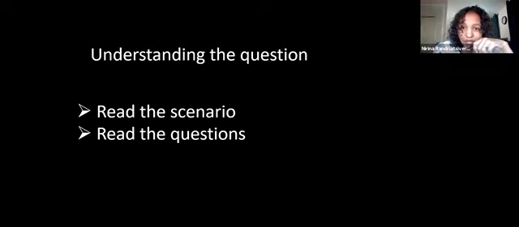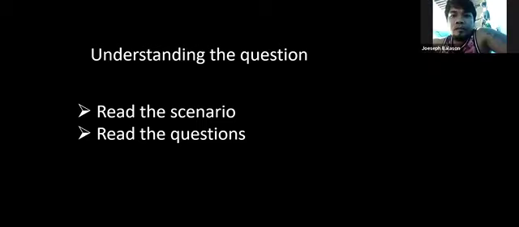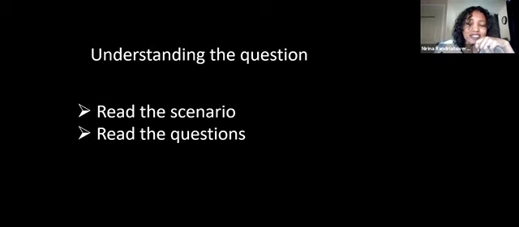Take your time. You have 24 hours to work on it and submit your answer. So read the scenario, take your time, and try to understand what information is given to you. Highlight important information, and then read the question. When you answer the question, go back to the scenario again. Is there any information that you can use from the scenario? These are very important.